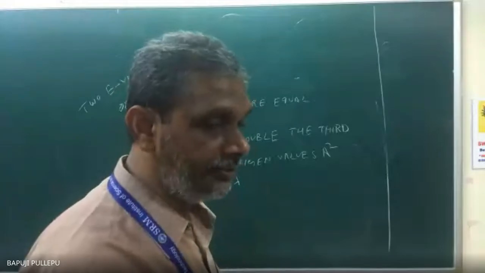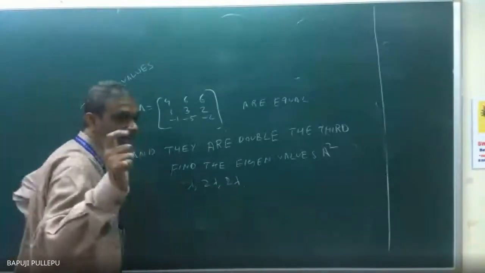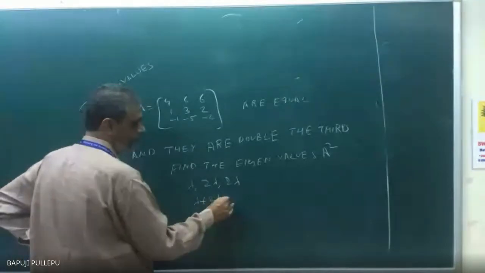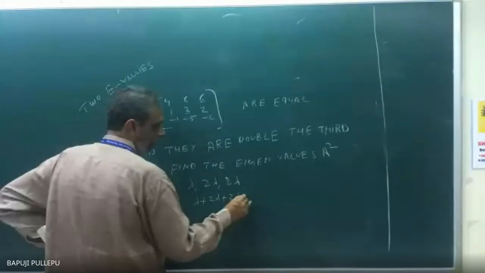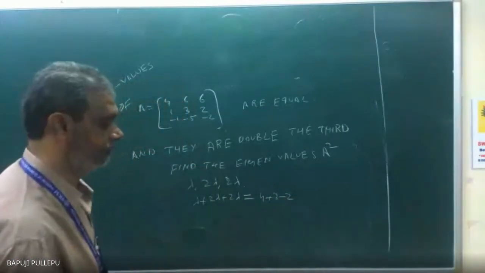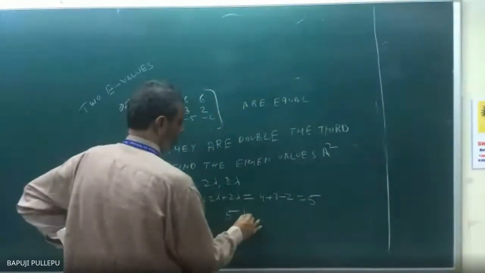Now the three eigenvalues are in my hand. I know the sum of these three eigenvalues, one formula in my hand. So lambda plus 2 lambda plus 2 lambda is equal to what? 4 plus 3 minus 2. So this is equal to 5. But this is 5 lambda.